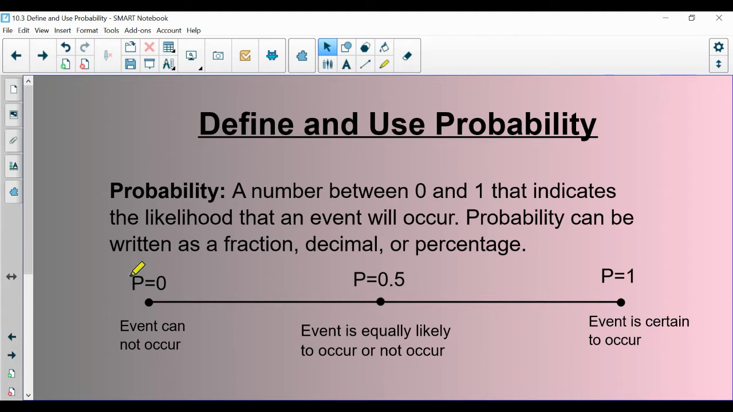For probability, we use a capital P. When probability is 0, that event is literally impossible to occur. When probability is 1, that event must occur. And 0.5 would say, hey, we're about 50-50. This event could occur or could not at an equal ratio. And we can use any number in between 0 and 1 for probability as well.